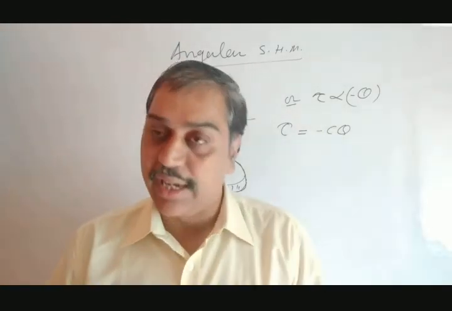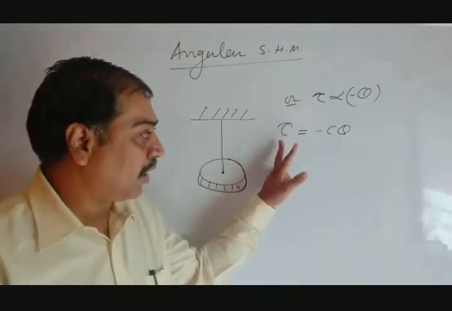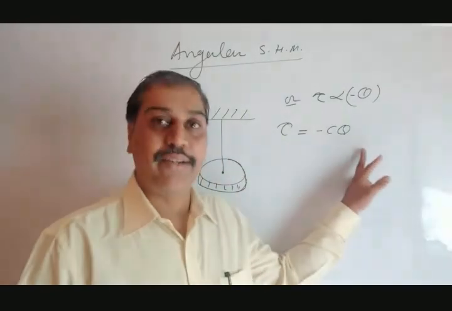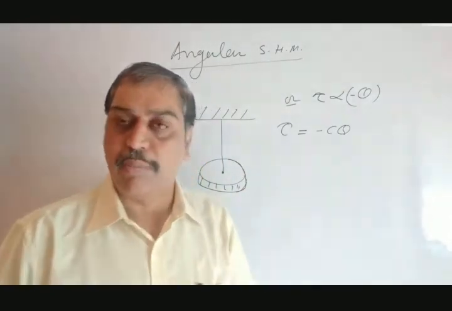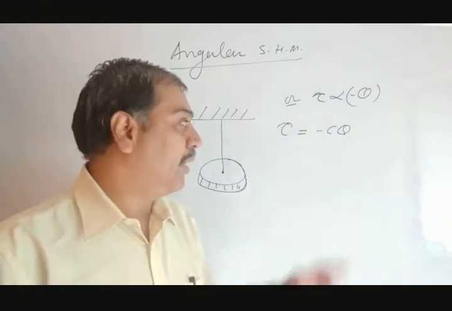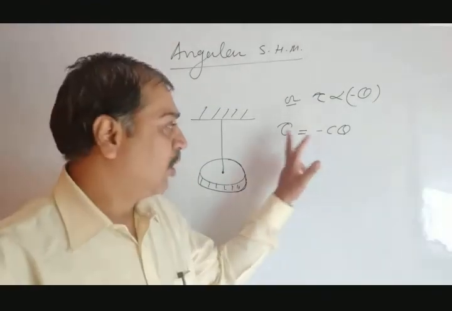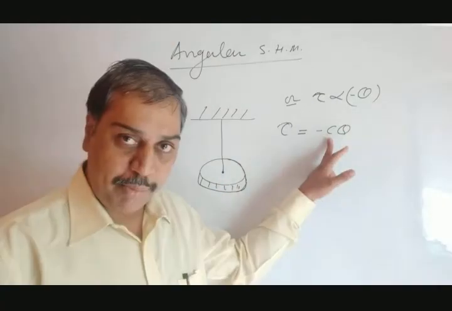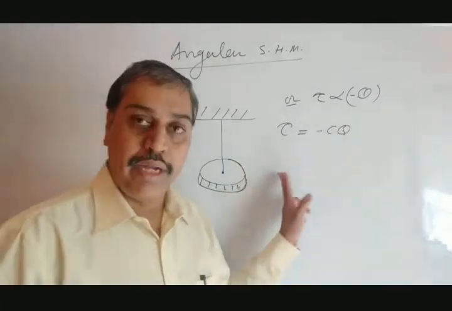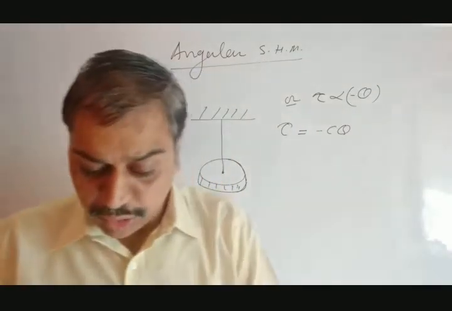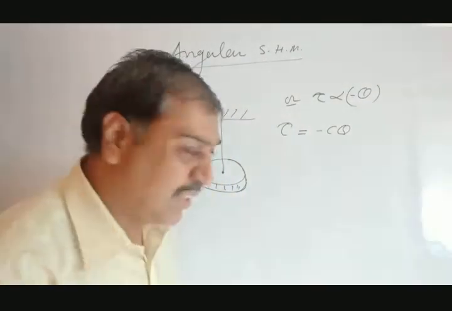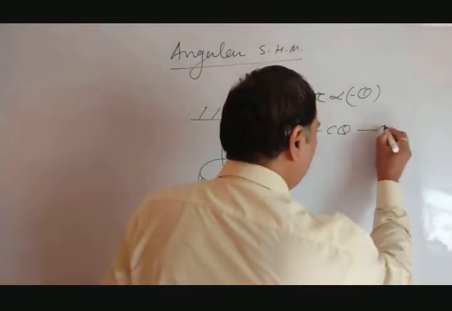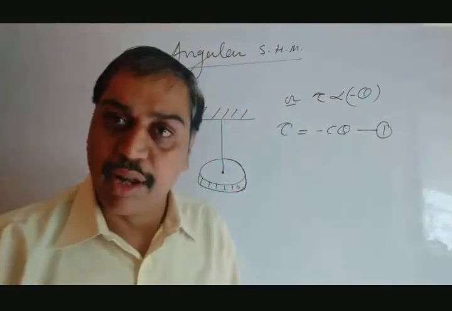Now let's write the equation. From this we have written torque tau equal to minus C into theta, where C is a constant of proportionality, or it is said to be torque per unit angular displacement. So this is the equation we get. Suppose this is our first equation we have derived for angular motion.